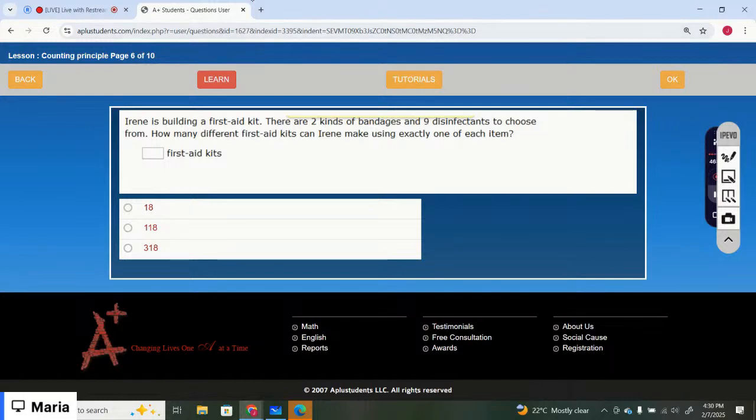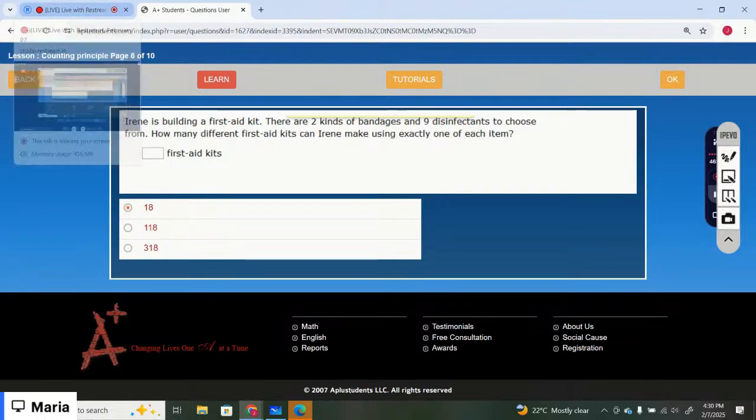The correct option is 9 times 2, that is 18. Option number 1 is the correct option.